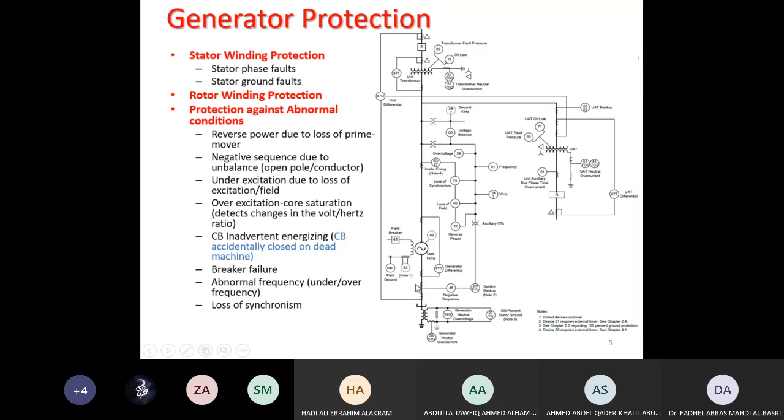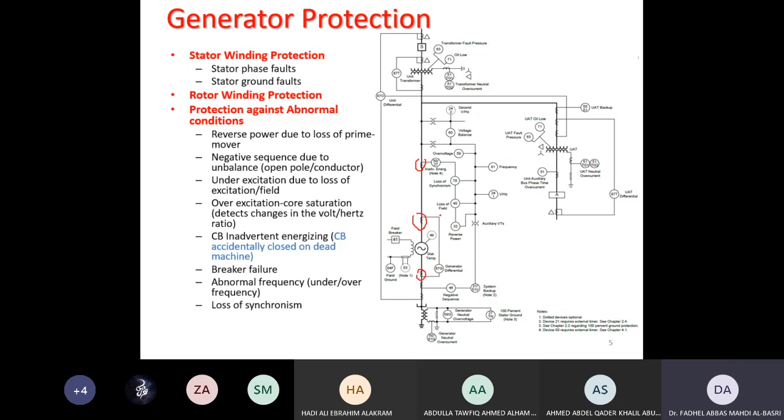So we can also use 51 here, just a CT here in the neutral, to detect ground faults. I can also detect a ground fault in the stator winding by the differential relay, a relay that requires 2 CTs. This is the stator winding. I have 1 CT here and another CT on this side.